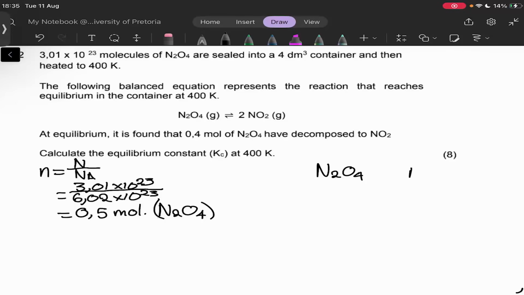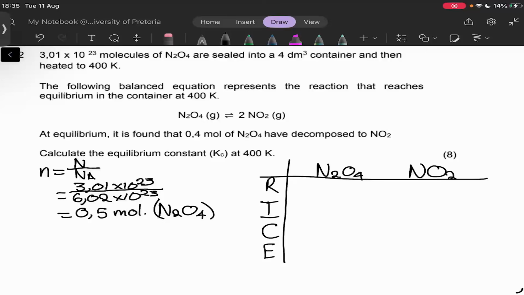On the other side, I have NO2, and I'm going to write in R for the ratio, I for initial, C for the change, and then E for what we have at equilibrium. So what we have here is that the number given is the initial number of molecules that we then convert into the initial number of moles. So initially, we know that we have 0.5 moles of N2O4.